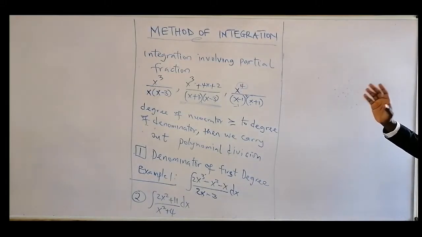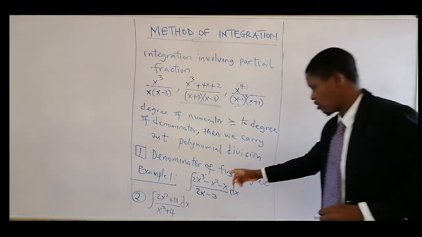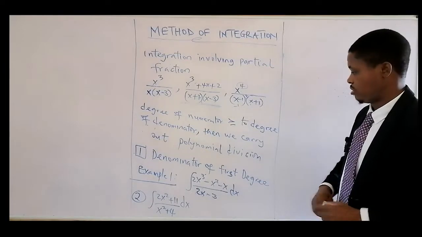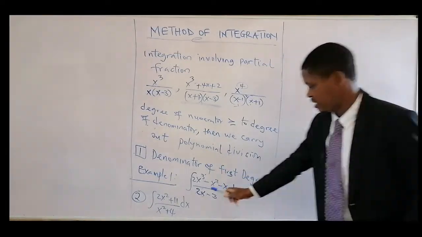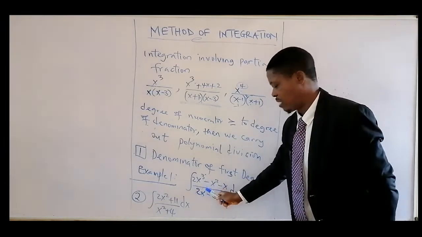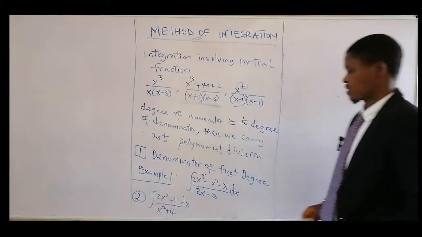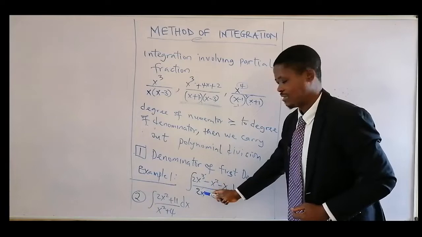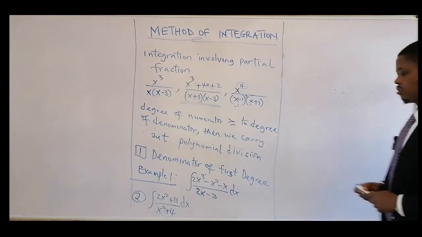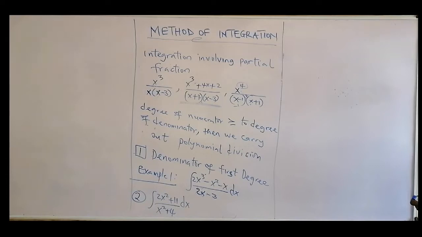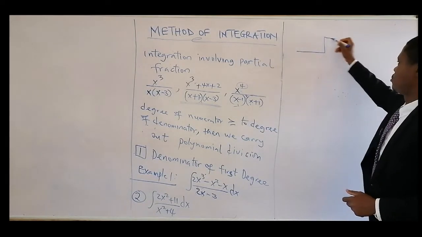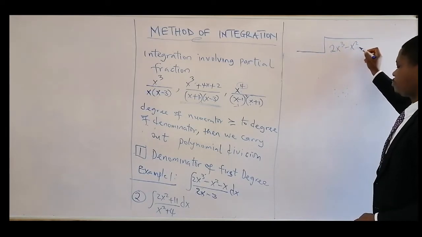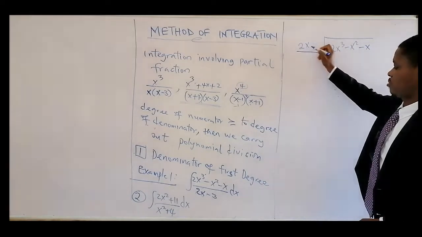So let's look at the first method here, denominator of first degree. You can see the denominator here is having power 1. Okay, that's 2x minus 3. So then you check the numerator is higher than the degree of what? The denominator. So the first step to this question is to carry out polynomial division. So 2x power 3 minus x squared minus x, then 2x minus 3.